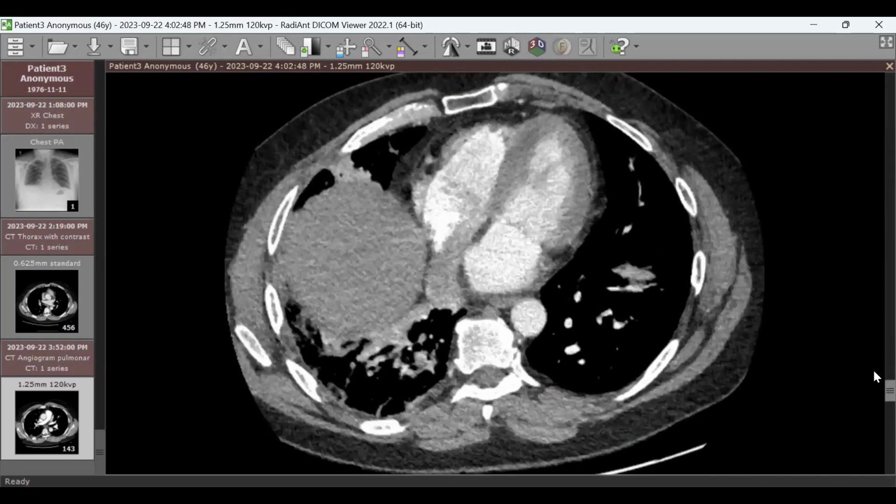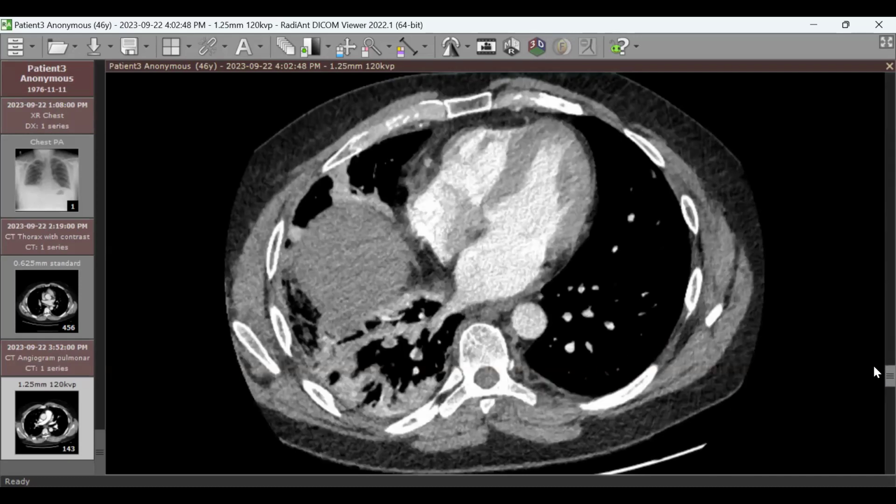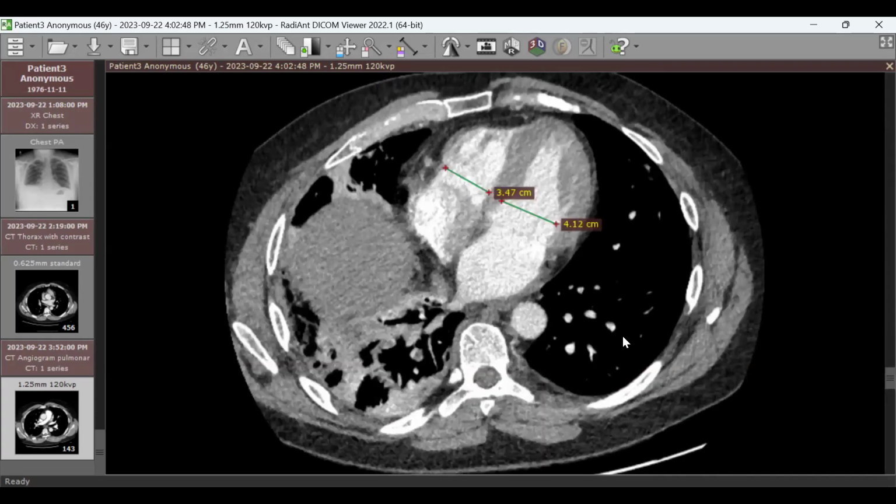Last point is any associated features. So we mentioned we found an infarct, right? Found an infarct. Let's see if there is any distal infarction. Good. And if there is any other abnormality within the lung, also mention it. Okay.